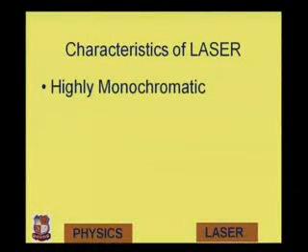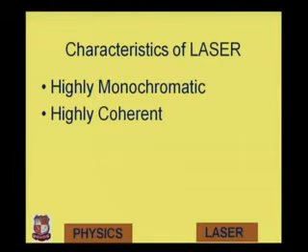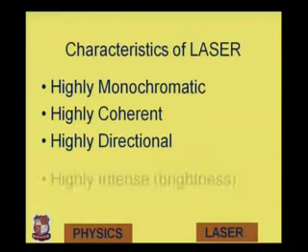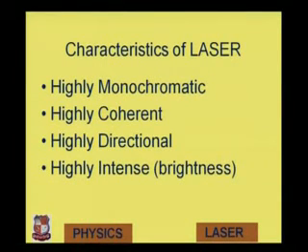The first characteristic is that the laser is a highly monochromatic light. Second, it is highly coherent light, highly directional, and highly intense. So these are the four characteristics of the laser, due to which the laser is very prominent or very popular apart from ordinary light.